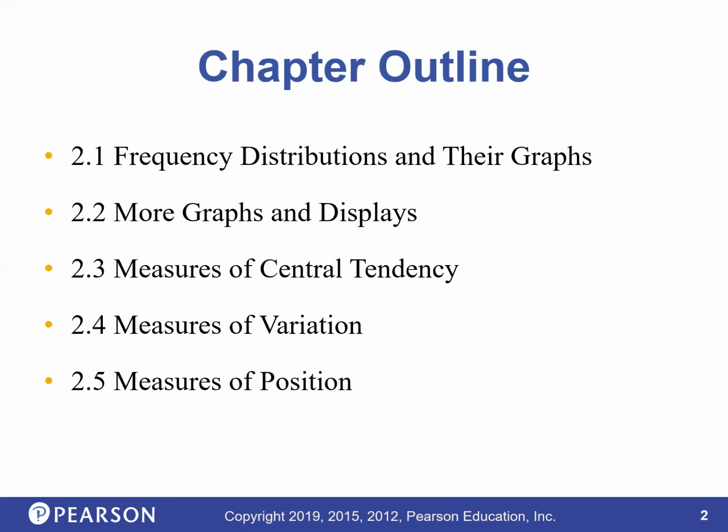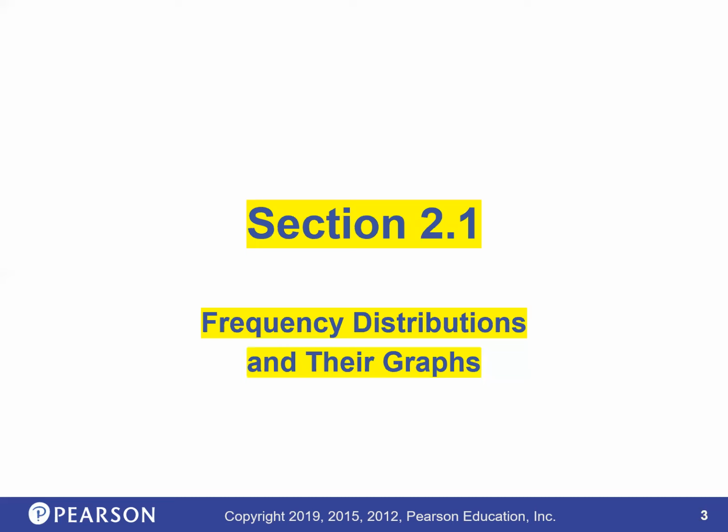2.4 is going to be how much variation do we have? How wide is this data? And then 2.5 is going to be the position. What's the individual's position in the data? All important stuff. We use it quite a bit. Let's jam with it here. So 2.1.